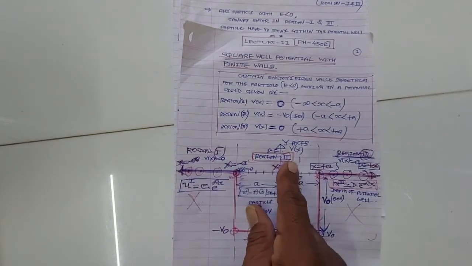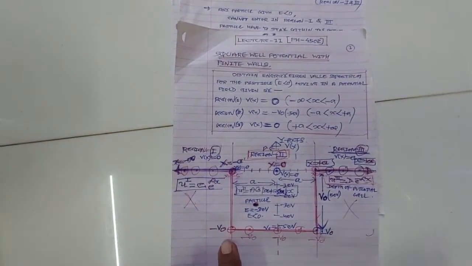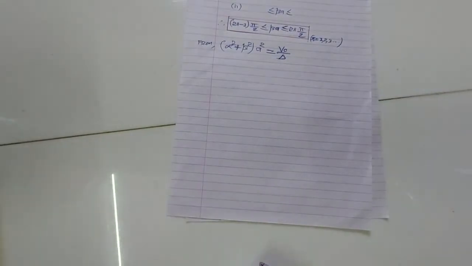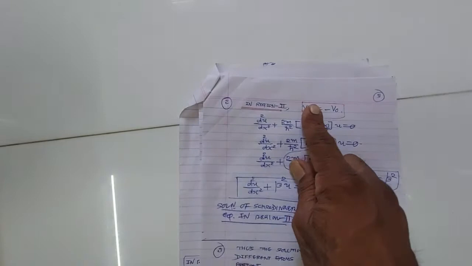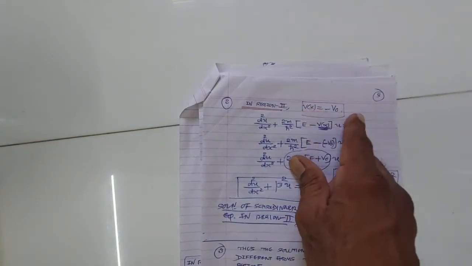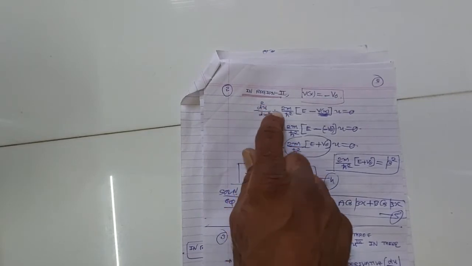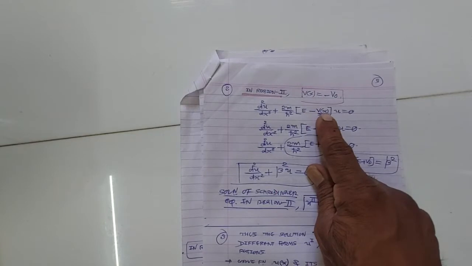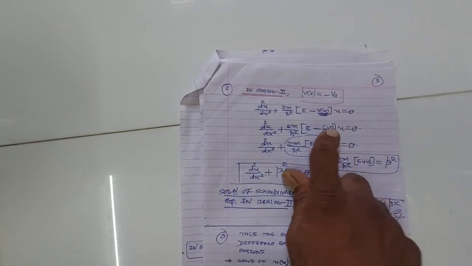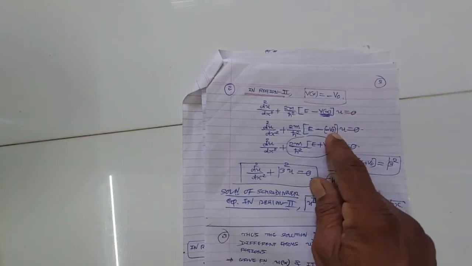Now let us obtain the Schrodinger equation in region 2. In region 2 the potential energy is not 0 but minus V0, right? So in region 2 the potential energy of the particle V(x) is minus V0. The Schrodinger equation in region 2 becomes d²u/dx² + (2m/ħ²)(E − (−V0))u = 0.